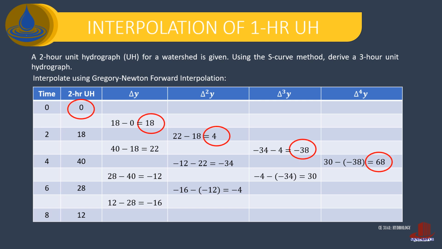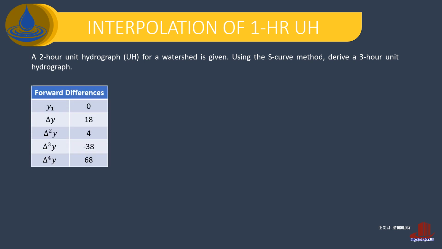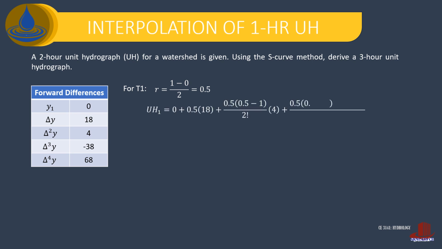Take the leading forward differences, and they are 0, 18, 4, negative 38, and 68. These are the deltas we use for the forward interpolation equation as shown below. With the leading forward differences, we can interpolate at T1. R is 1 minus 0 over 2, which is 0.5. Plug this R into the equation along with the leading forward differences, and UH1 is solved as 3.47.